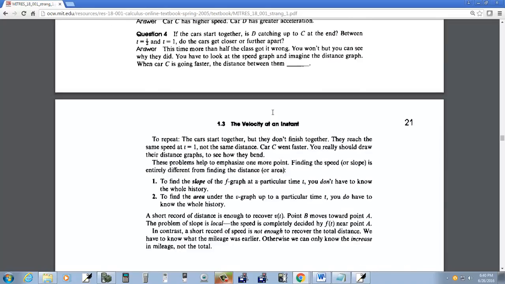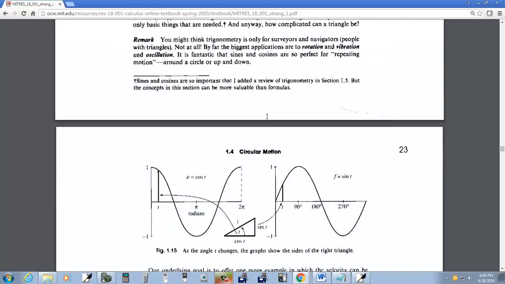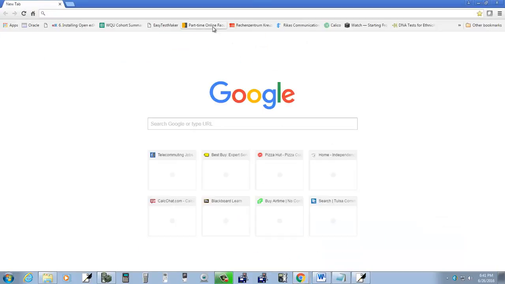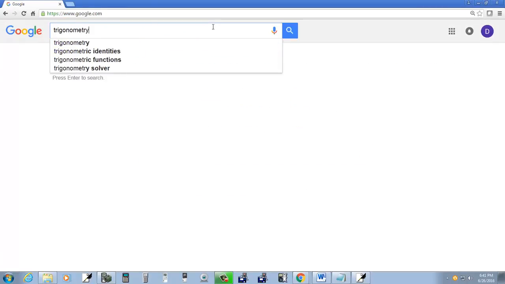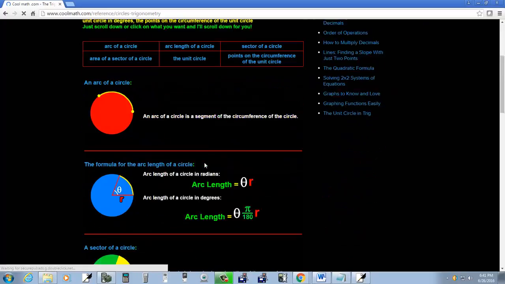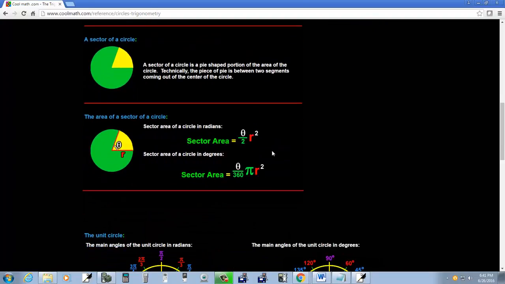If I had my trig book handy, I could look it up. Okay, let's look it up. Trigonometry, area of a sector. And along with that should be arc length. So I'm drawing a blank on... Now our formula, I guess arc length is pi over r. So is the area.